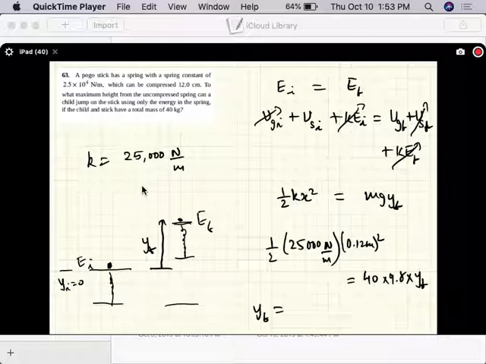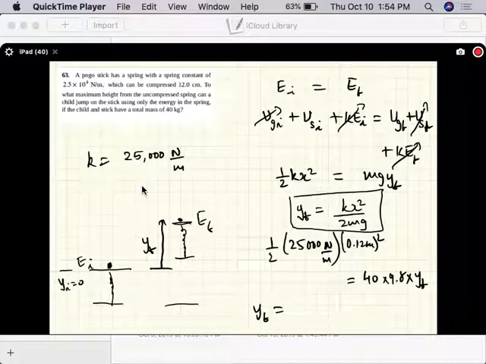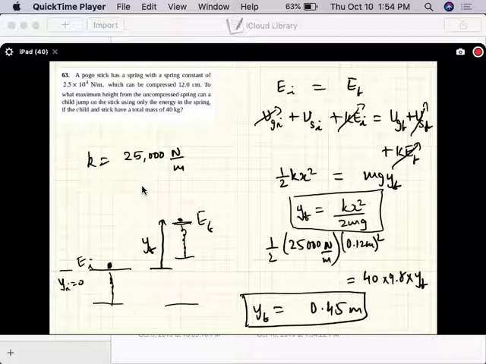Well, actually, I'll do this. y final is kx squared over 2mg. All right, so y final works out to 0.45 meters. Okay, so that's about half a meter.